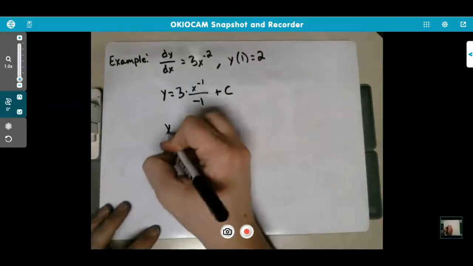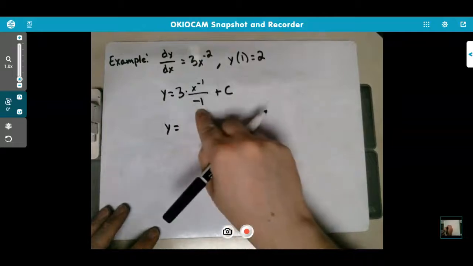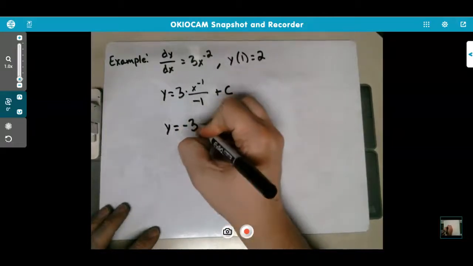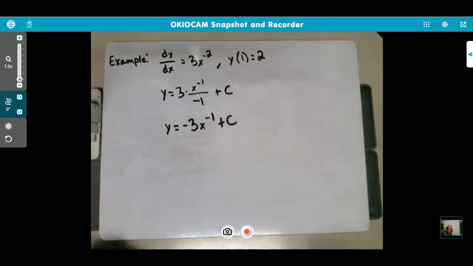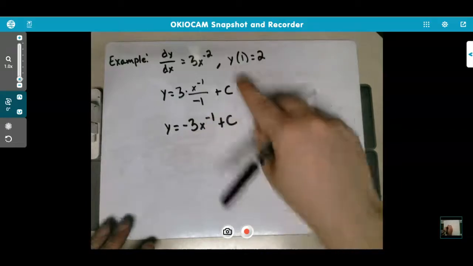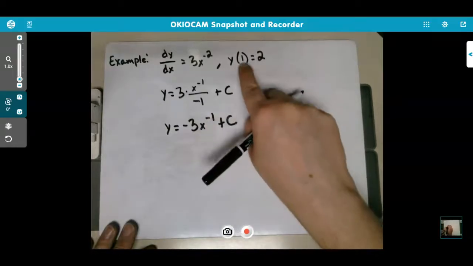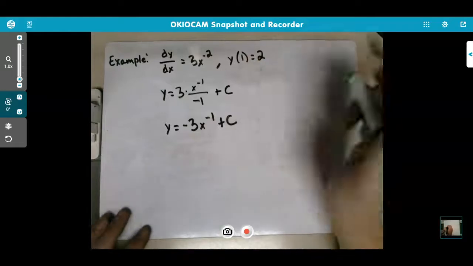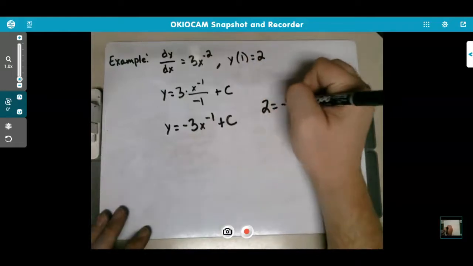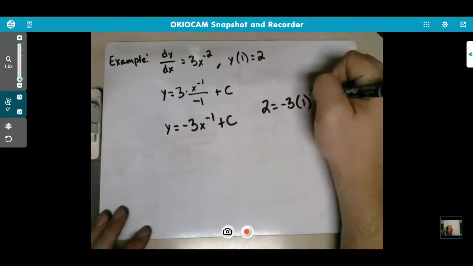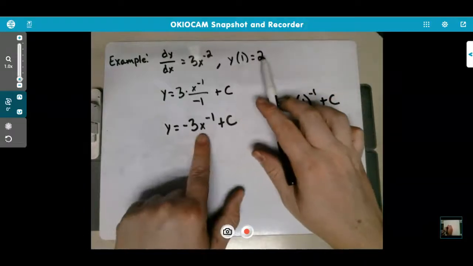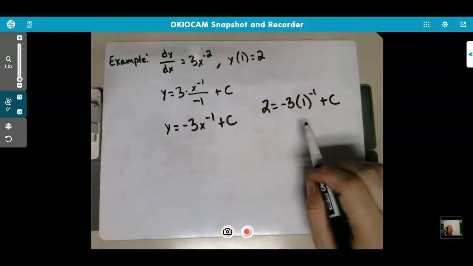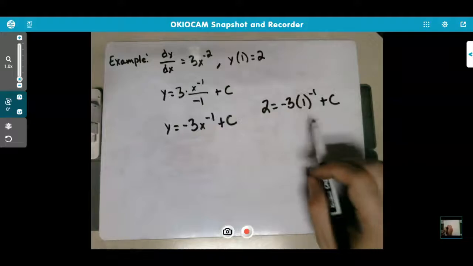So y must be equal to 3 divided by negative 1 is negative 3 x to the negative first plus c. So now I need to plug in this point. I know when x is equal to 1, y is equal to 2. So I have 2 equals negative 3 times 1 to the negative 1 plus c. Again, because we plugged a 1 in for x and there's 2 in for the y. Now I can use this to solve it for c.